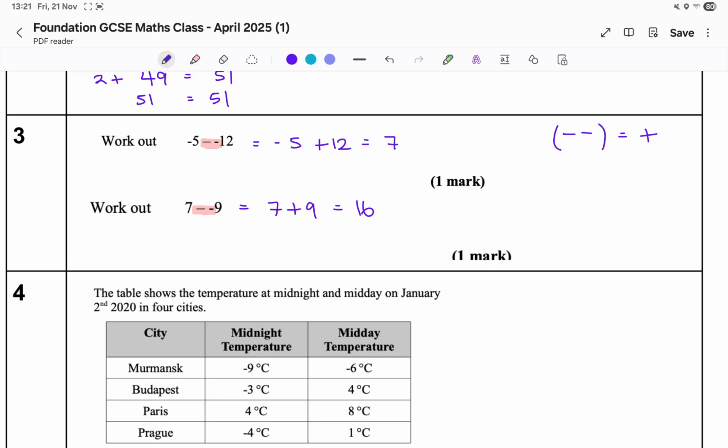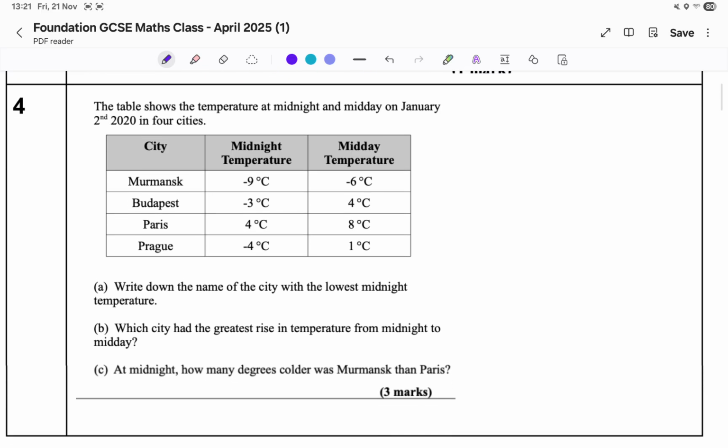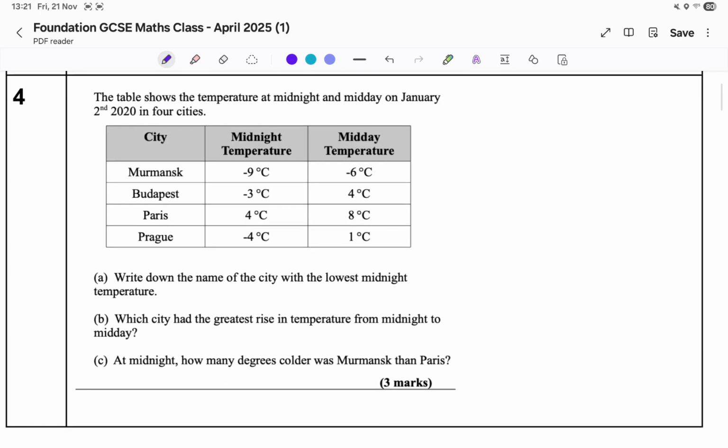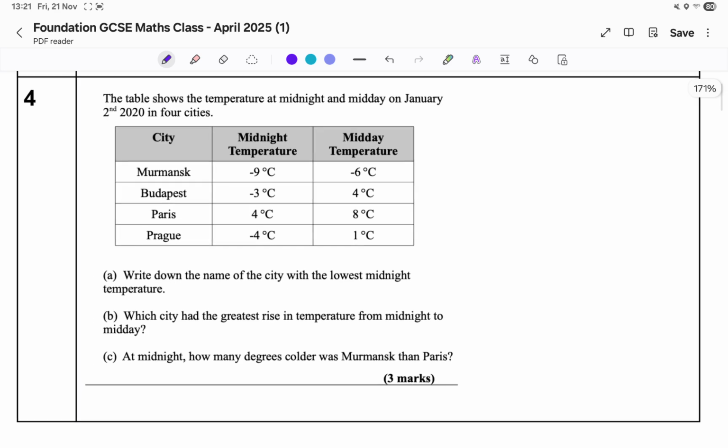A lot of these questions in the number portion of the foundation spec are non-calculator. So they mainly come up in your non-calculator paper. So try doing these without a calculator.